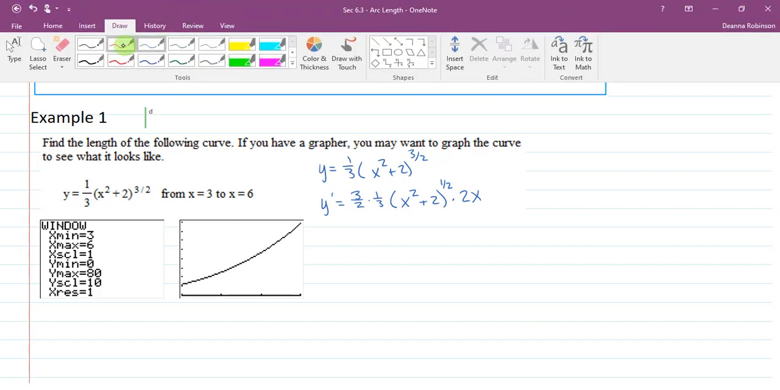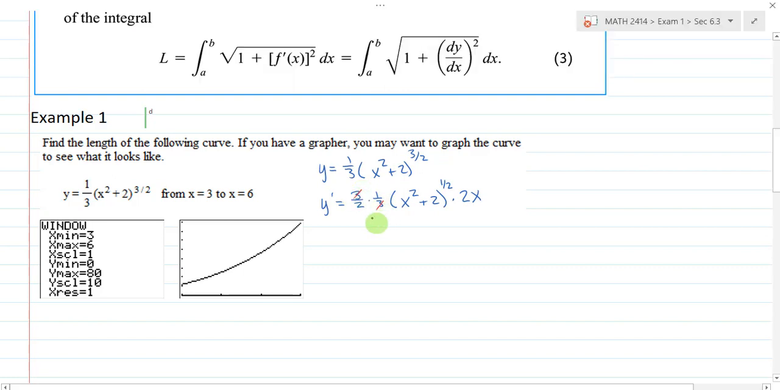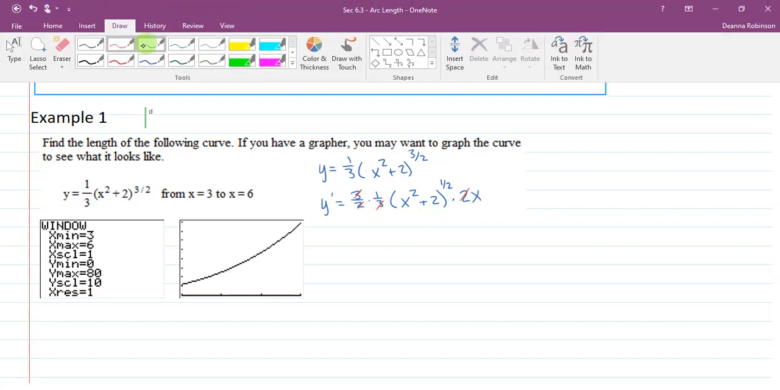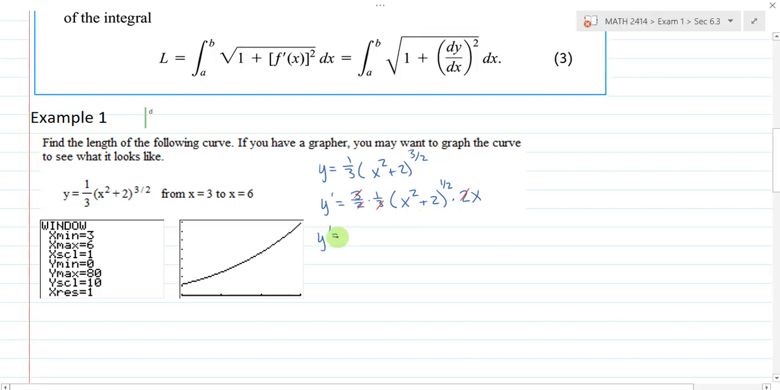Then we're going to clean this up. These 3's are going to cancel out. This 2 will cancel with this 2 right here. So what we have is the derivative is equal to x times x squared plus 2 raised to the 1/2 power. Now I could write this as x times the square root of x squared plus 2. And I'm going to go ahead and write it like that because what I need for the formula for arc length is the derivative squared.